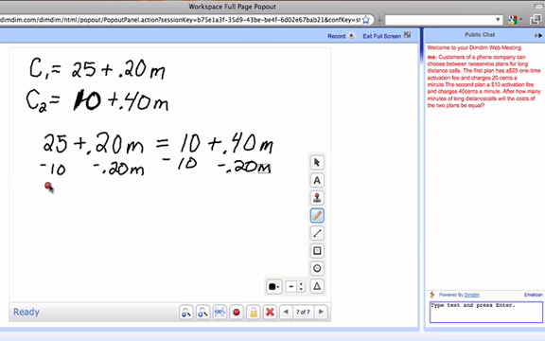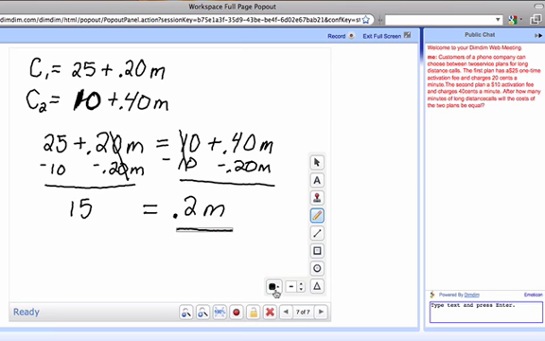Okay, so if we calculate both of these, over here we have 15. These two cancel out. Equals 10 minus 10 is 0, and 0.4 M plus a negative 0.2 M is 0.2 M. And then, to undo this multiplication, we are going to divide both sides by 0.2.